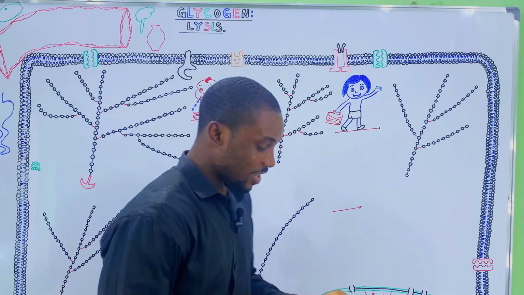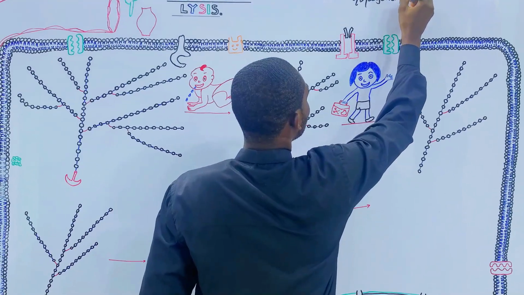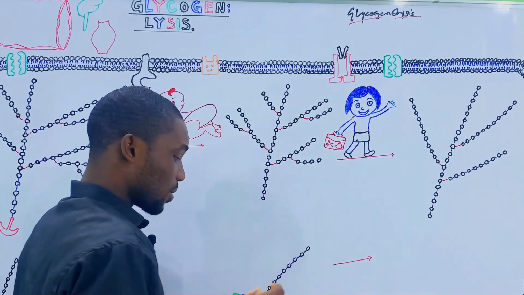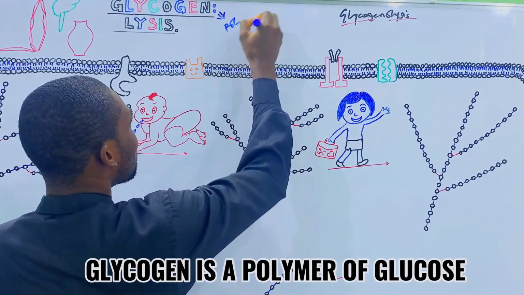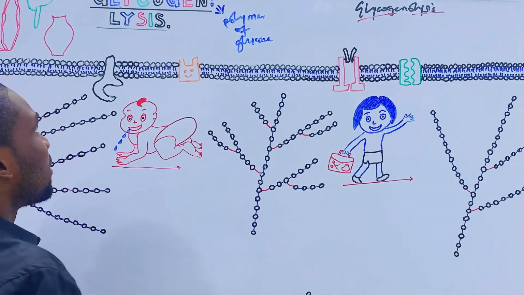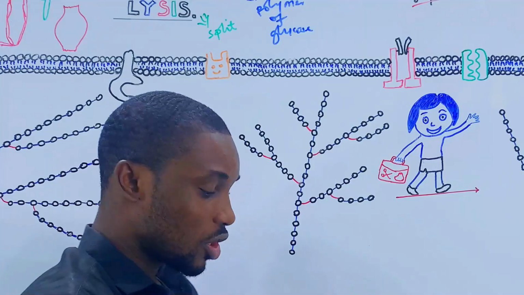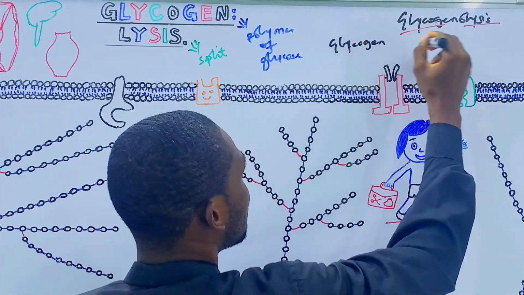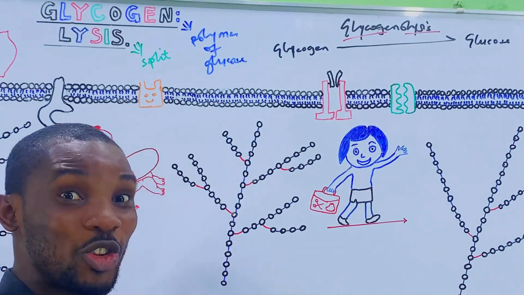So glycogenolysis is derived from the two words glycogen and lysis, right? We all know glycogen is a polymer of glucose, and lysis simply means to split. If glycogen undergoes the reaction of glycogenolysis, it forms tons and tons of glucose, numerous glucose.